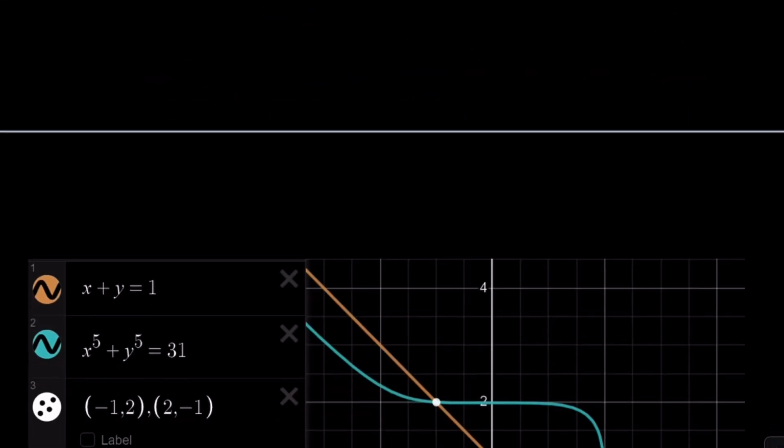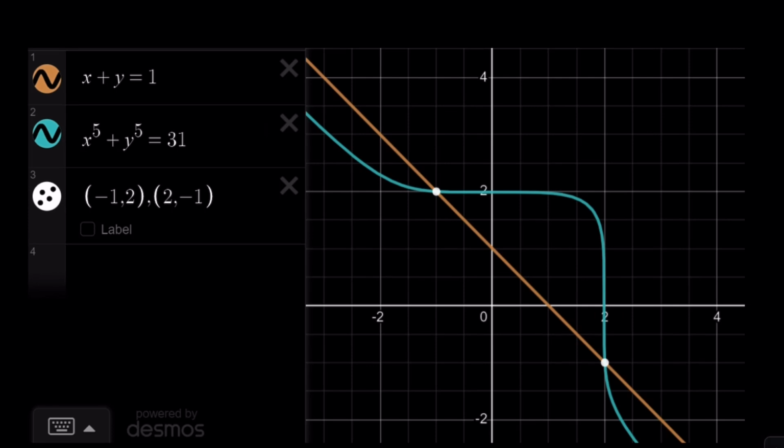And here's the graph of these two functions. The quintic one is pretty interesting. I think it's an elliptic curve, isn't it?